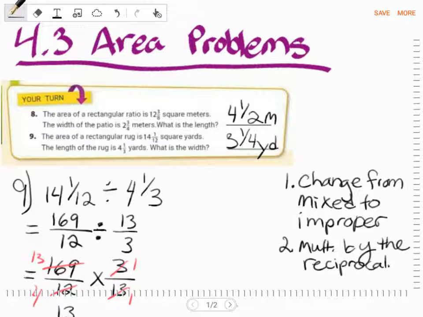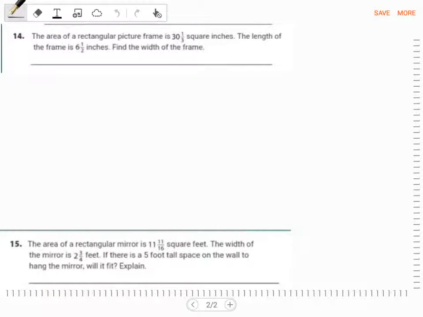Okay. I got a couple more problems over here. I'm going to switch the page. These are a couple from the independent practice from that section. So let's look at this. It says the area of a rectangular picture frame is 30 1/3 square inches. The length of the frame is 6 1/2 inches. So find the width of the frame. Guys, it's the same process. We are going to take the area, which is the 30 1/3, and we're going to divide this 30 1/3 square inches by 6 1/2 inches. So 6 1/2.